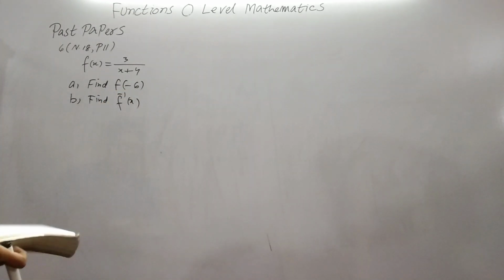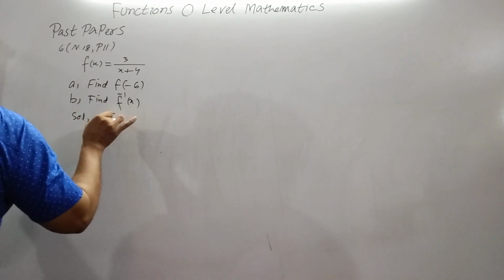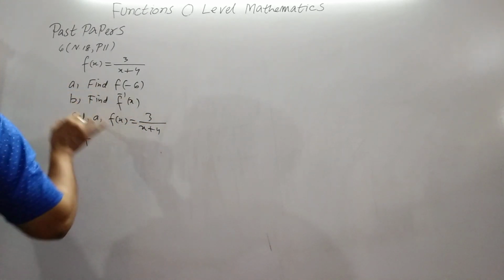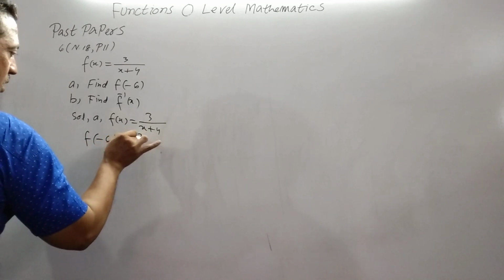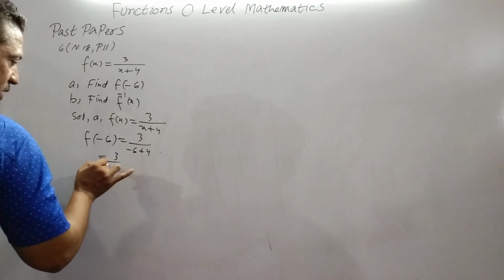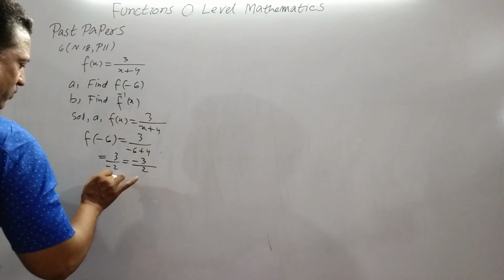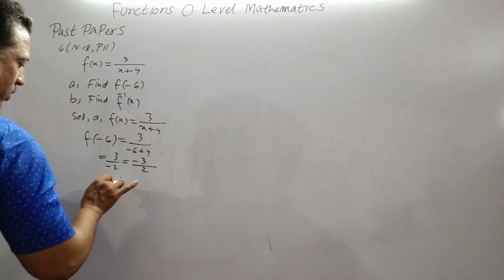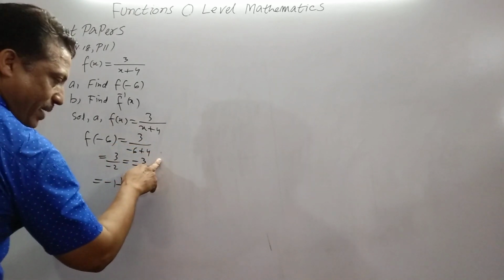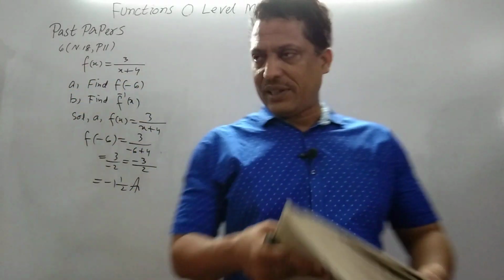Again another easiest question. Solution. Part A: given that f(x) is equal to 3 over x plus 4, we need to find f of minus 6. 3 over x is minus 6 plus 4. Minus 6 plus 4 is what? Minus 2, so you can write 3 upon minus 2, or you can write minus 3 upon 2, or you can write minus 1 whole 1 upon 2. All are same. All of you get full marks.